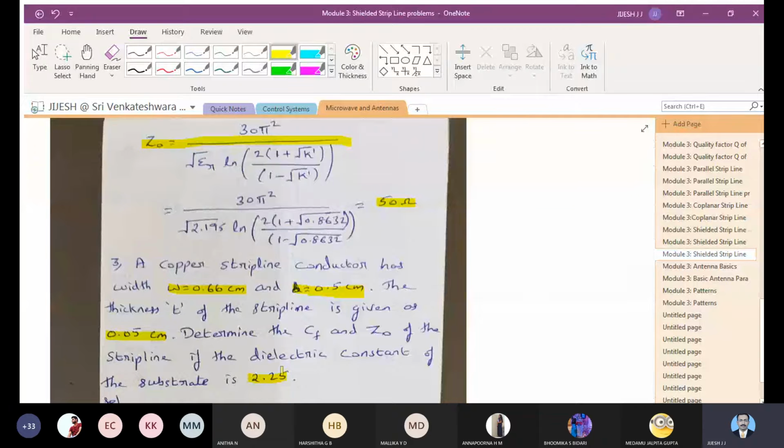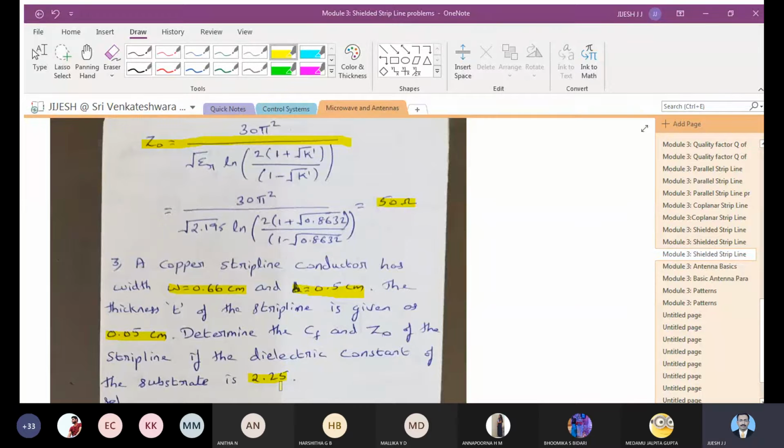Any others also? So yeah, what about others? You got 50 ohms? Yes, sir. Okay. So continue with this problem.